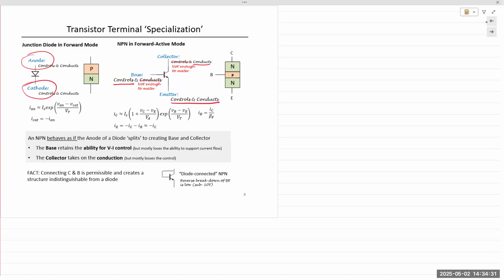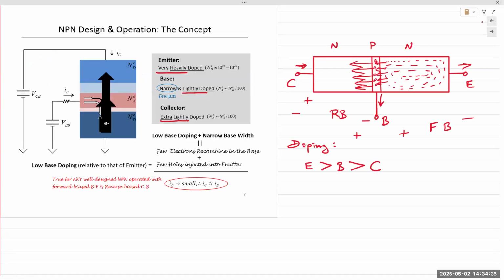The uniqueness of this transistor lies in the physical construction and the doping profile. The most heavily doped area is known as the emitter because it's emitting charge carriers. In an NPN transistor, that emitter material is N-type, so it emits electrons. In a PNP transistor, the emitter is P-type, so it emits positively charged holes.